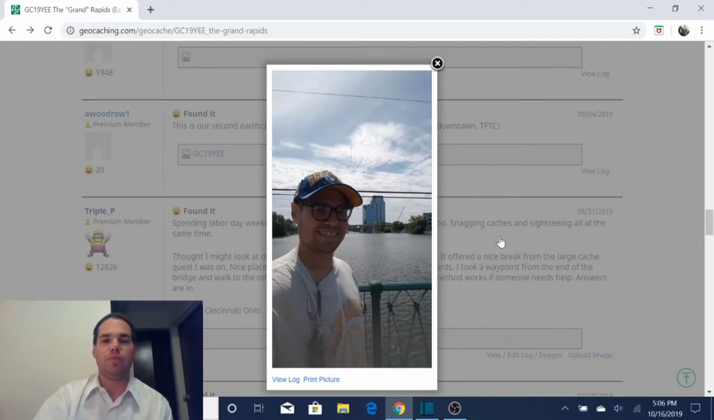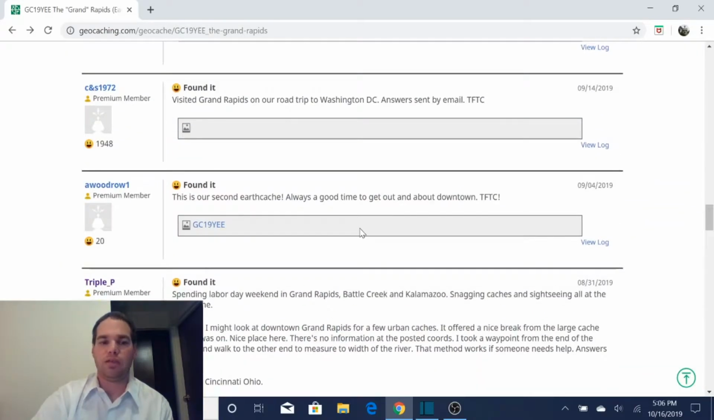If you don't like being in pictures, it is an optional requirement where you are not required to be in the picture for an earth cache. So you can kind of step to the side and take a picture of your GPS or the background. That way you can prove that, hey, I was actually at this location.